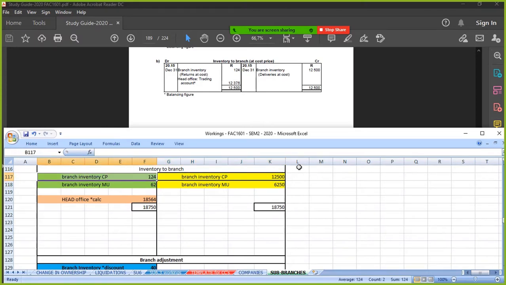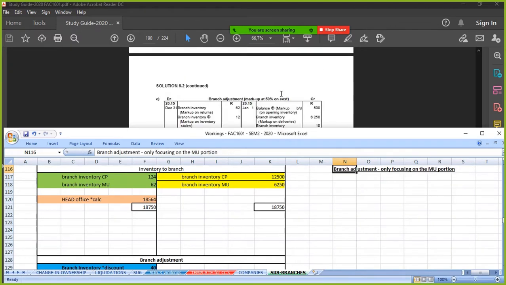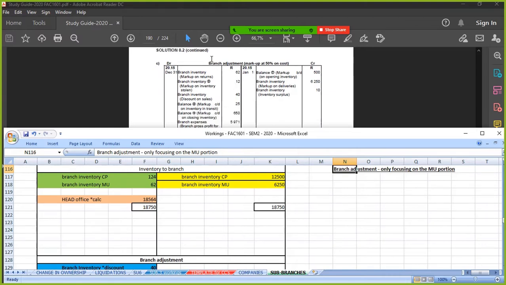Looking at their answer, it looks like their branch adjustment is only focusing on the markup portion, in other words, anything that affects the selling price. That's basically the split, the markup portion. I think that's fine. Did they highlight that? Yeah, they did: the branch adjustment in brackets, markup at 50%.